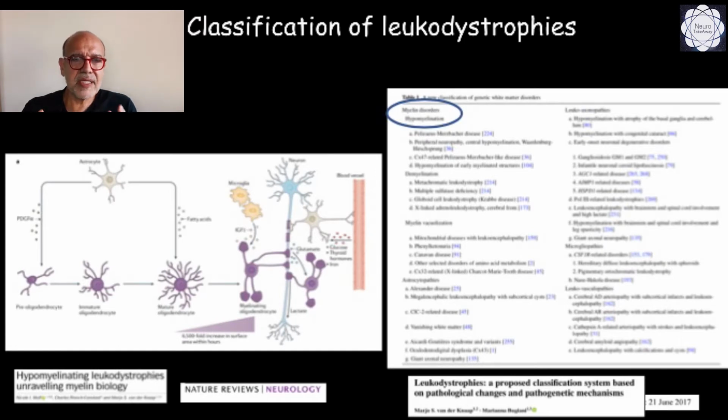And based on this complex mechanism, Dr. van der Knaap in 2017 came up with this classification, which is very important. She divided leukodystrophies into different groups. The first group is hypomyelination, and it is very important today because HEMS is a member of this group. Then we have demyelination. For example, metachromatic leukodystrophy is a very good example of this group. We have myelin vacuolation. For example, certain mitochondrial leukoencephalopathies can produce this pattern. We also have astrocytopathies, for example, Alexander disease.